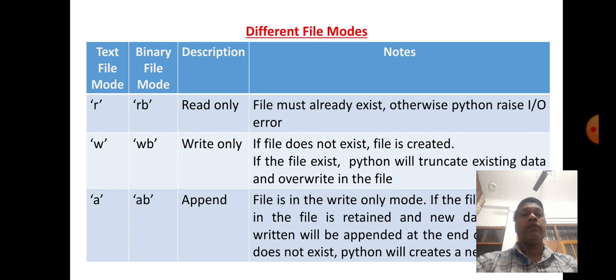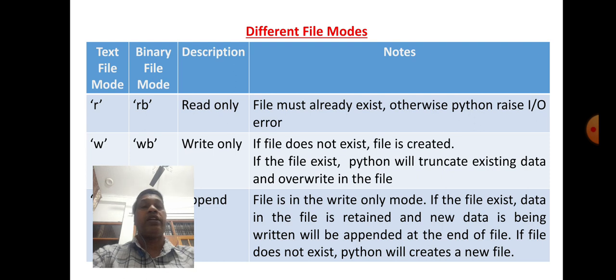Here are the file modes R, W and A. Basically files have 6 modes: 3 text file modes and 3 binary file modes. For reading only that is R, for writing only that is W, and for append only it is A. If you have a binary file, then B is suffixed to the text file mode: for read only in binary mode it is RB mode, for write only in binary mode it is WB mode, and if you want to append data that is AB mode.